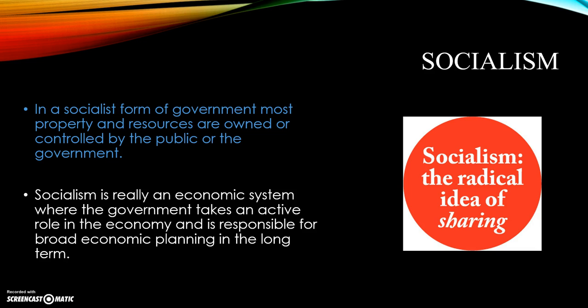Next up is socialism. In a socialist form of government, it's more about economics. It's about property and resources. With socialism, property and resources are owned and controlled by the government. The idea is to share. Everybody would be equal. Basically, what happens is the government takes an active role in the economy and is responsible for a lot of the economic planning. Now, this is true socialism. Socialism has kind of changed and warped over the years.